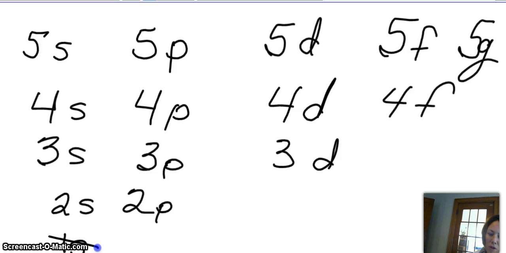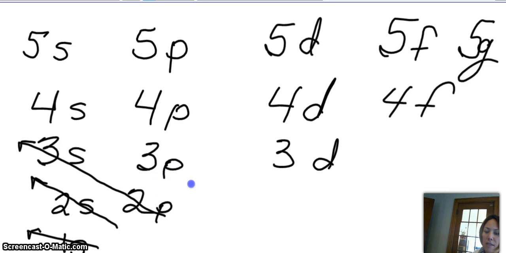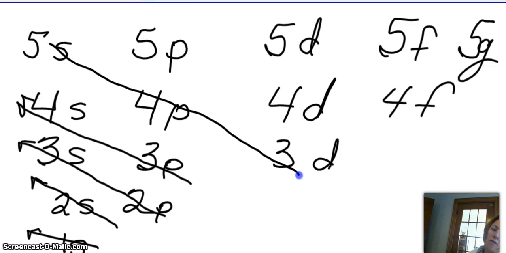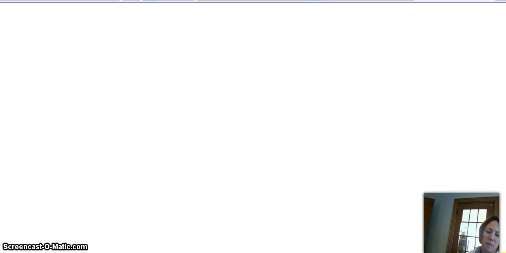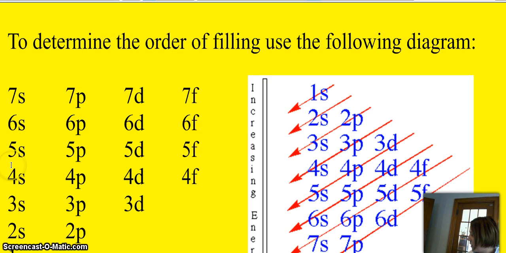Okay, so then what you do is you fill on the diagonal. So your filling order is going to be 1s goes first, and then 2s, and then 2p, and then 3s, and then 3p, and then 4s. So this ensures you fill the lowest available orbitals first. This is your filling order, and you don't need to memorize it. That's just how you do it because it's right there. So if we go back here, we can write, I think I had a spot, for your final filling order.